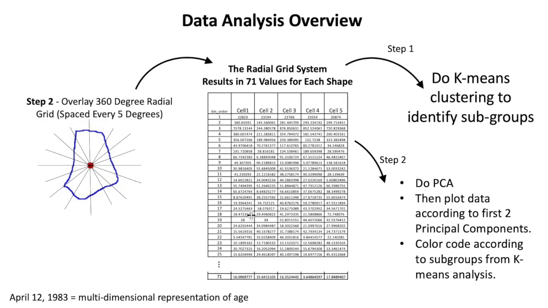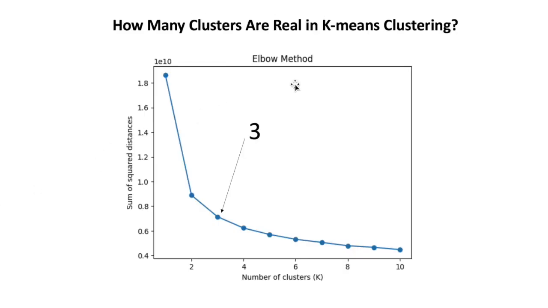So since we have multidimensional data for each cell, we did k-means clustering in order to identify subgroups. And we also did principal component analysis on this data. And then we color-coded the principal component analysis plot according to the clusters identified by k-means clustering. And for k-means clustering, we use what's called the elbow method to approximate the optimal number of clusters. And for each of these groups that we'll discuss, 3 was the optimal number.